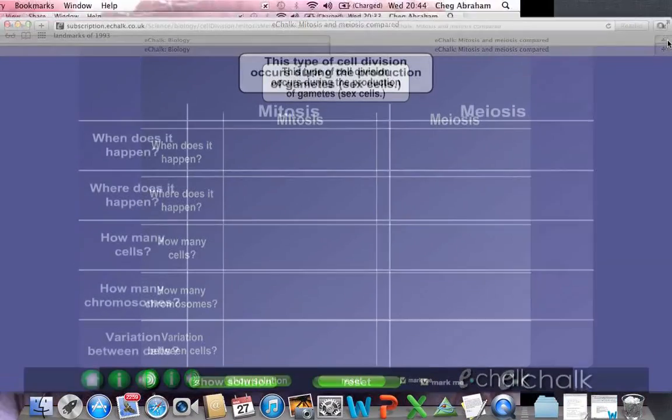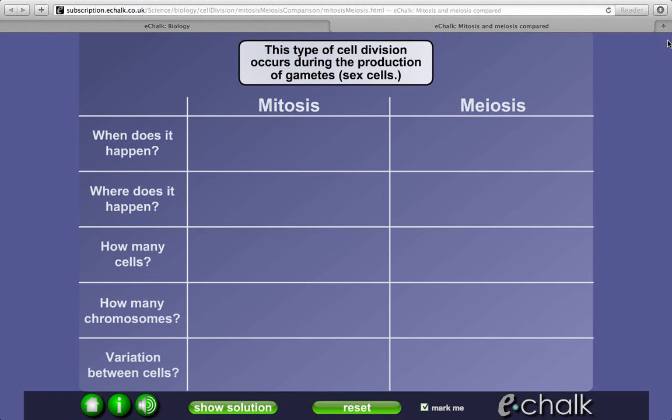Right. This is the difference between mitosis and meiosis. This is on e-chalk, and I'd like you to really do this as many times as it takes for you to know this and not to make any mistakes. But I'm going to go through this with you just to get a feel for the types of differences which they're going to ask you about.